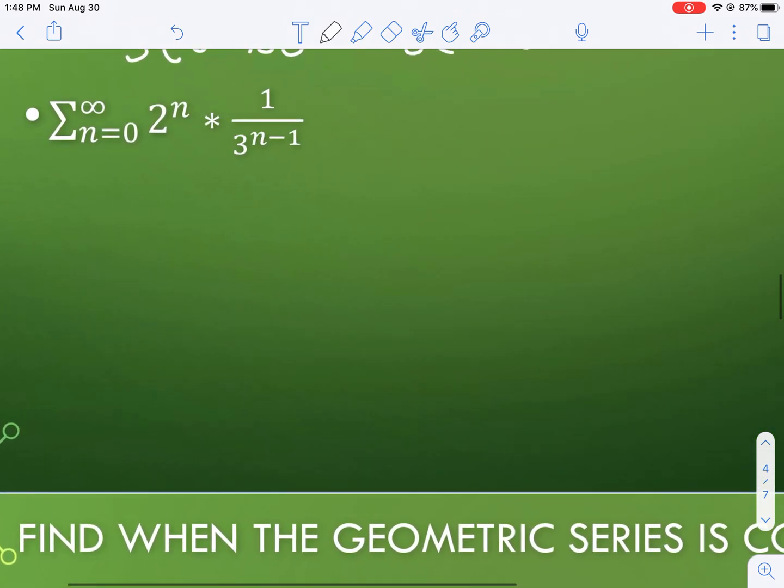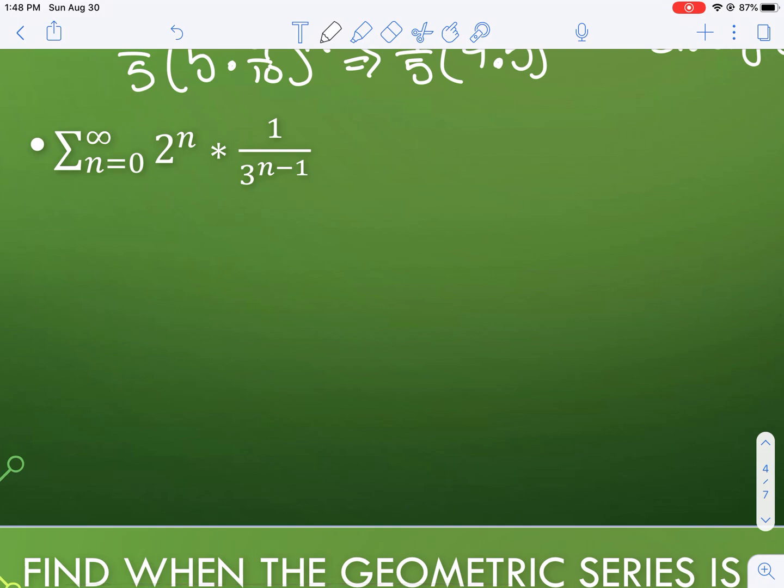All right, last example: determine if it converges or diverges, and then what it converges to. Same thing as last time, I'm going to manipulate this part here. So that becomes 1/3 to the n times 3 to the negative first. So we can split this up.